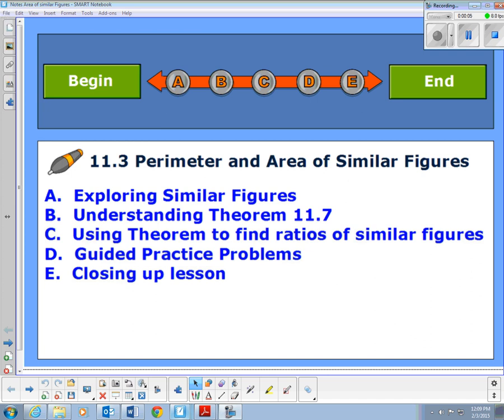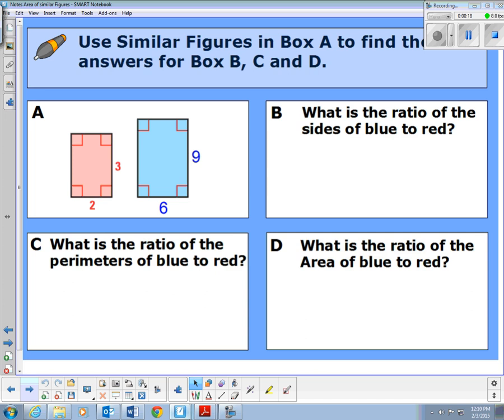Today we're going to learn about similarity with perimeter and area in geometric figures, and we're going to learn about Theorem 11.7 in our lesson today. As we go in here, we've got a little information we want to go over so we can understand some of the basics.